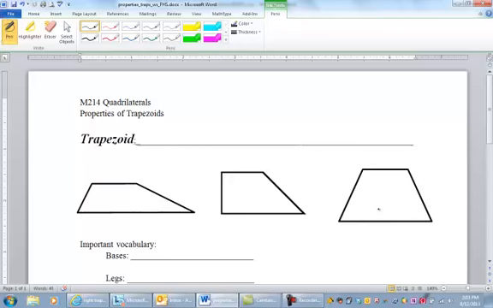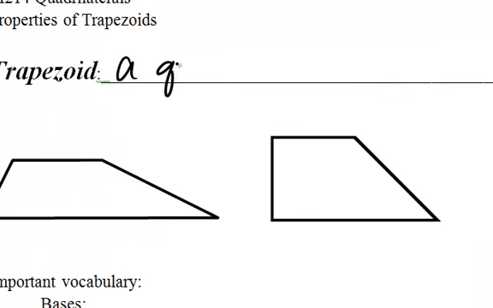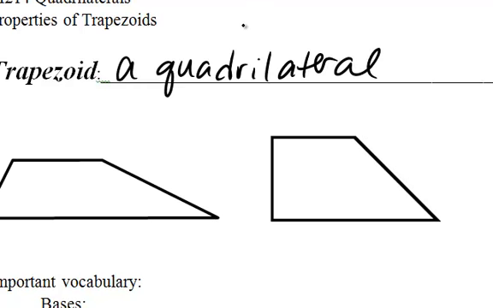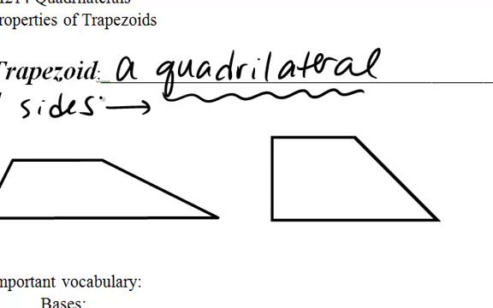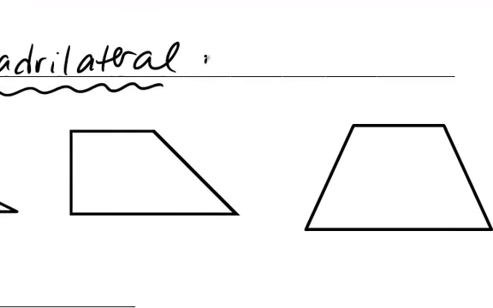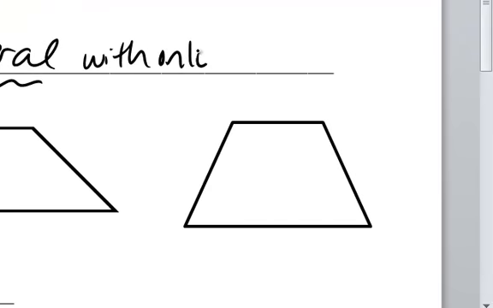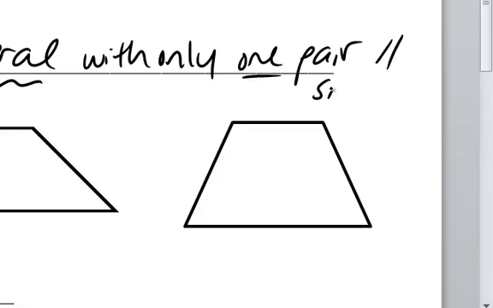But the definition of a trapezoid is a quadrilateral. And you remember what the word quadrilateral means? It means it has 4 sides. Quad means 4. So these are all 4-sided shapes with only one pair of parallel sides.